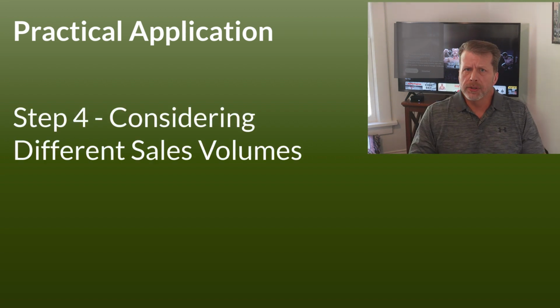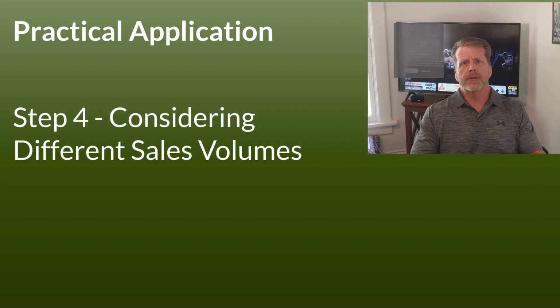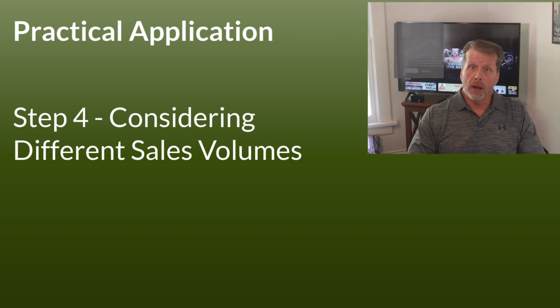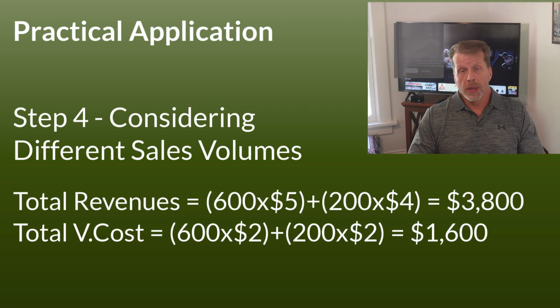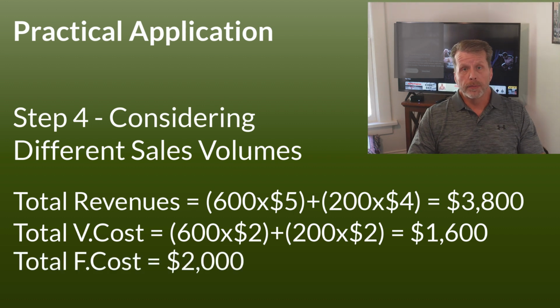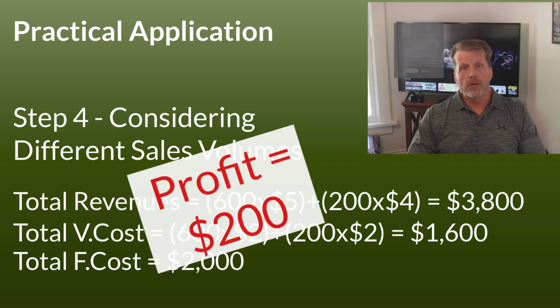Now, what if you expect different sales volumes? Let's say you plan to sell 600 of the original cupcakes and 200 of the new ones. Your total revenues and total costs would look like this. The revenue math comes to 3,800. The total variable cost comes to 1,600. Subtracting your total cost from your total revenues gives you your profit of $200. So with this sales mix, you'd make a profit of $200. And that's $200 you can invest back in your business. Or, spend it on a pizza party.